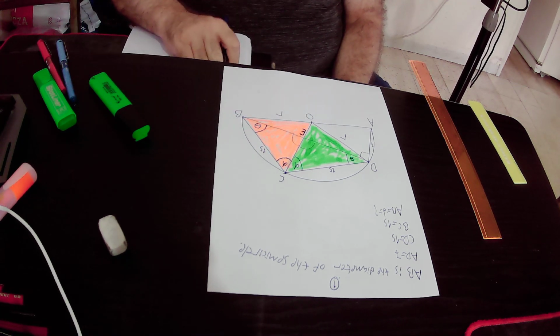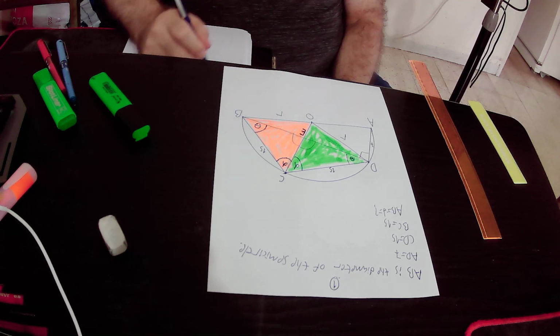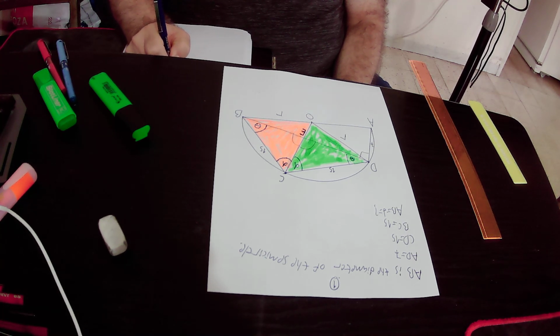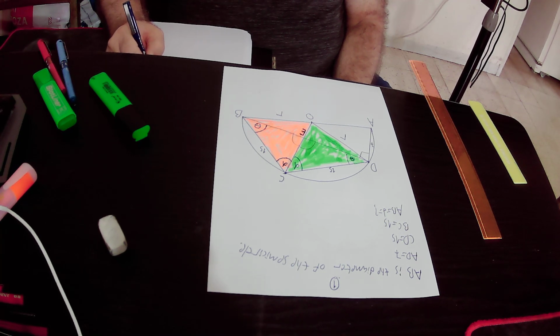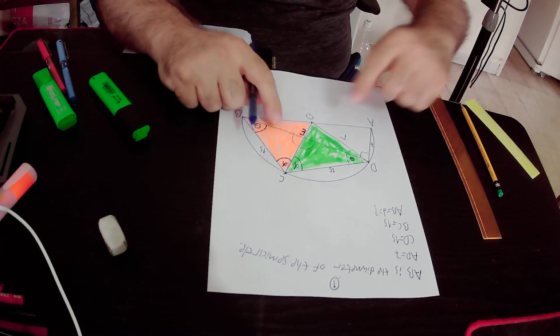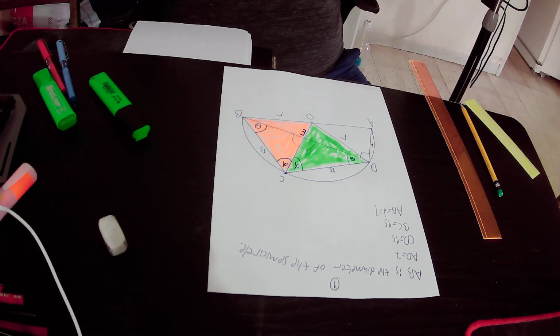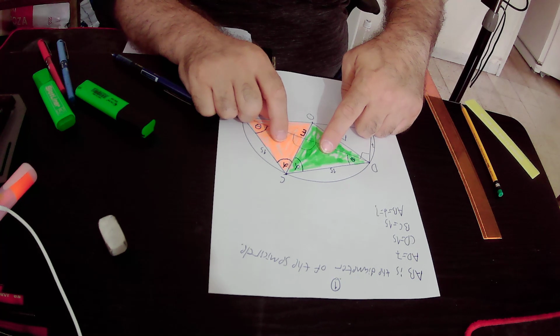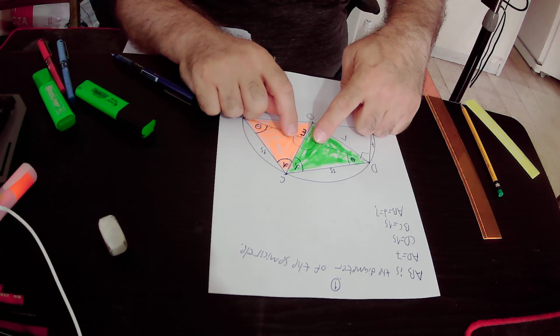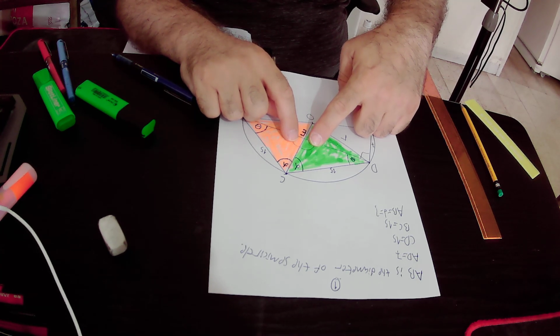Again, angle DEC, this angle in the green triangle, is equal to angle CEB in the orange triangle. So those two angles are equal to each other according to the rule that corresponding angles in congruent triangles are equal to each other. Those two triangles are congruent to each other, therefore the corresponding angles are also equal to each other. Those corresponding angles are equal because they are located in two congruent triangles.